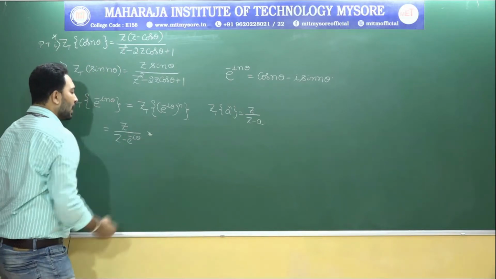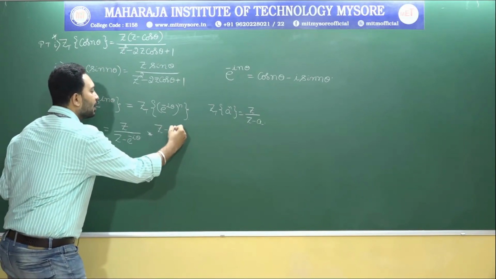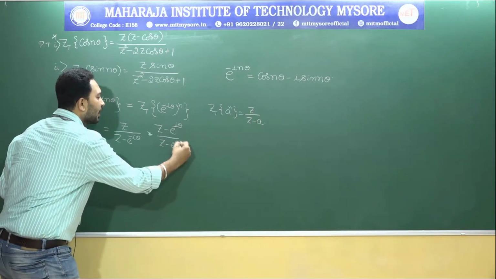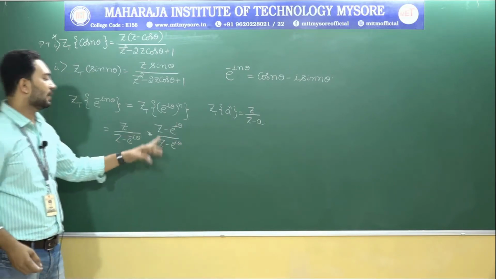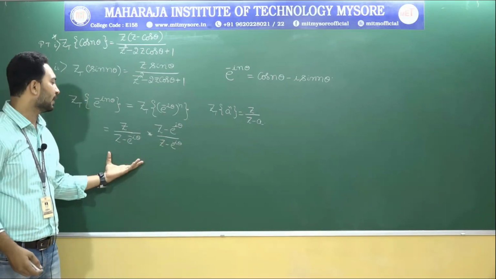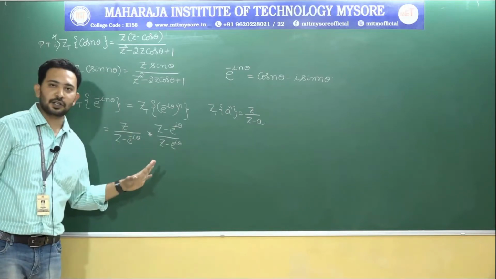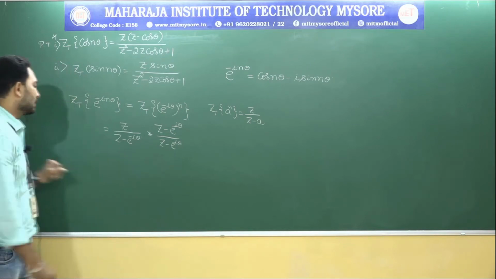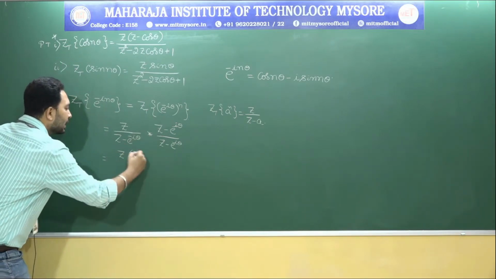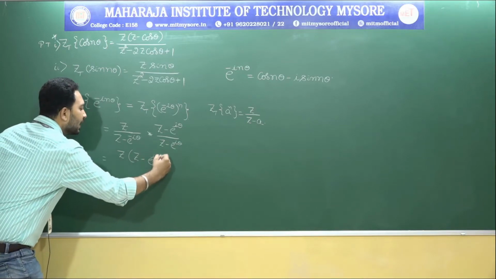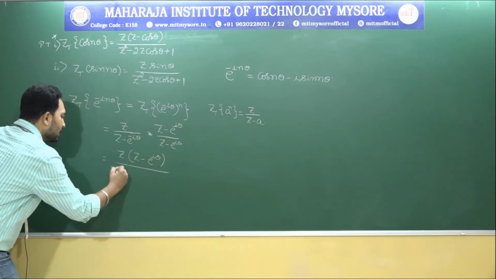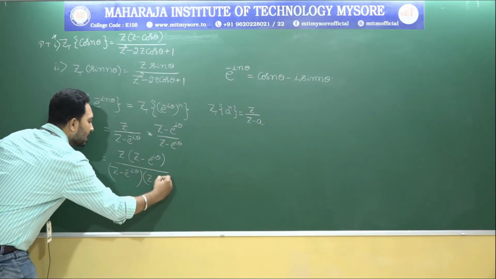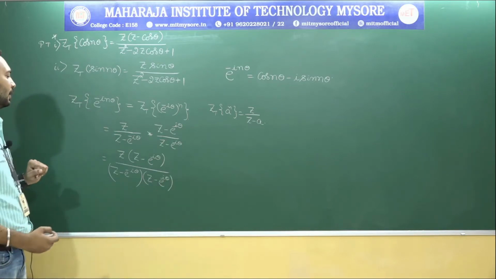Next, multiply and divide by z minus e power i theta. If I cancel these two, we remain with the same thing, so nothing will change if I multiply and divide by it. Next, multiplying this, we get z into z minus e power i theta divided by z minus e power minus i theta into z minus e power i theta.